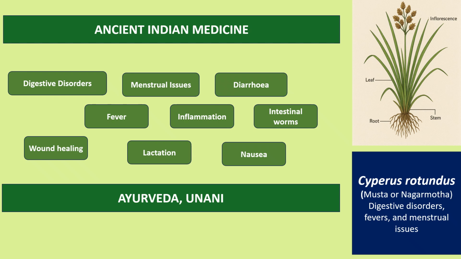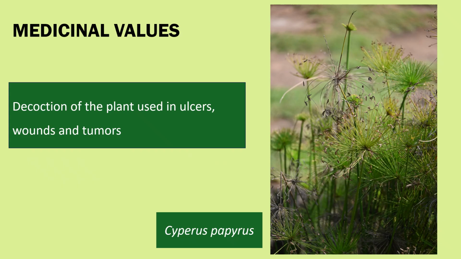The most common Cyperaceae used in Ayurveda is Cyperus rotundus, with the common names Musta or Nagarmotha. There is a long list of ailments for which Cyperus rotundus is used. For digestive disorders, fevers, menstrual issues, for all these problems, Cyperus rotundus is being used.